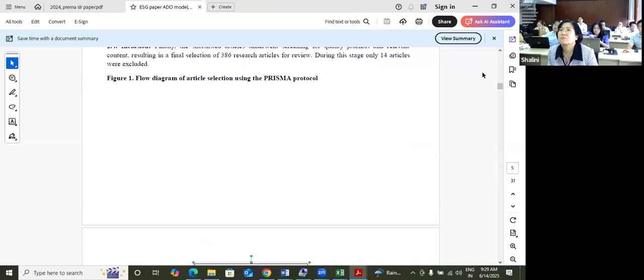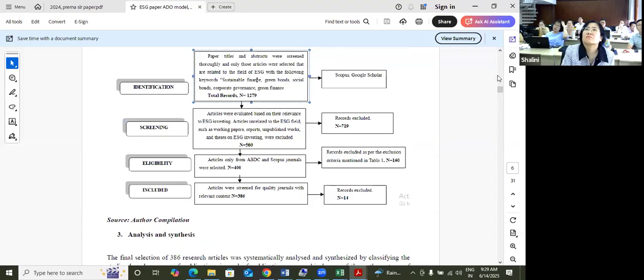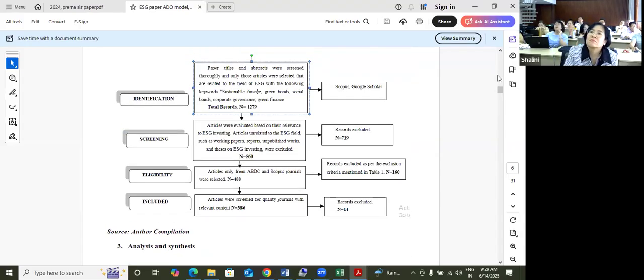And this is also very, very important. This is called the PRISMA framework. Everybody has always heard the term PRISMA framework, and you want to understand what exactly it is. It tells you how, from the initial number of papers that you get from the Scopus database, you arrive at the final count. For this paper of mine, I got around 1279 papers, and I go down to 386 papers as the final count. So this is all about the PRISMA framework, right?